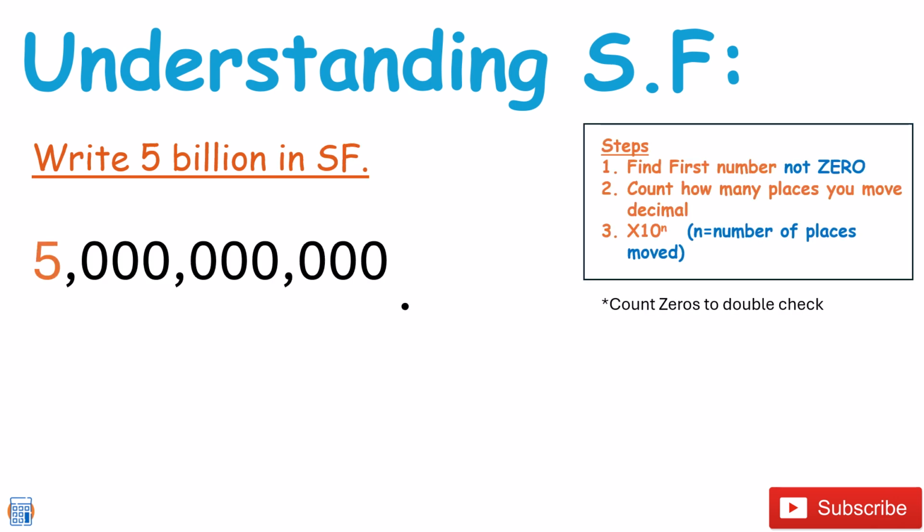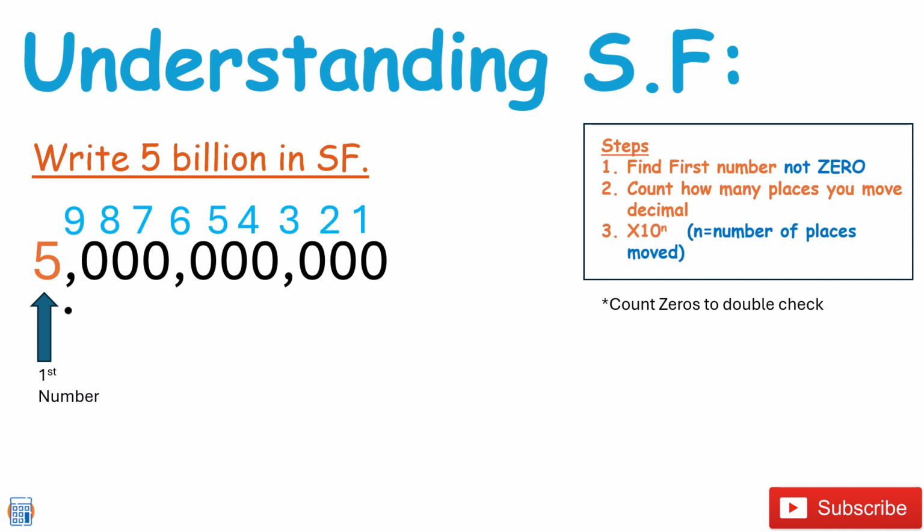So if I show you this now, there's the 5 billion and we say, please write it in standard form. You would find the first number that is not a zero, which there it is, there's the 5. You would then count how many places you move the decimal. So the decimal's all the way here on the right. So we're going to be moving it to the left. So we're going to be going 1, 2, 3, 4, 5, 6, 7, 8, and finally 9 places along.